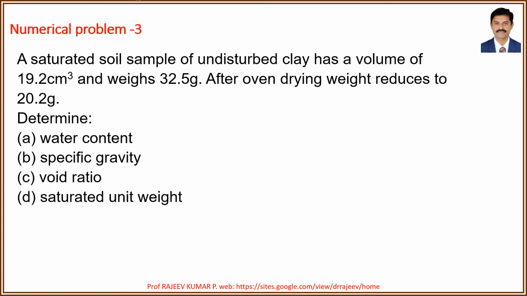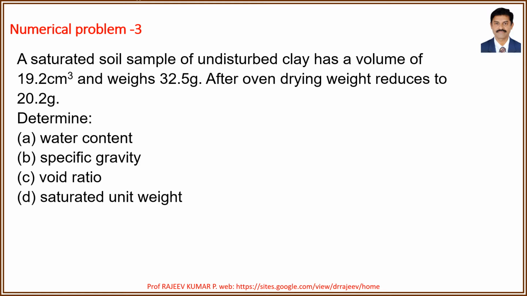A saturated soil sample of undisturbed clay has a volume of 19.2 cm³ and weighs 32.5 gram. After oven drying, weight reduces to 20.2 gram. Determine A. Water content, B. Specific gravity, C. Void ratio and D. Saturated unit weight.